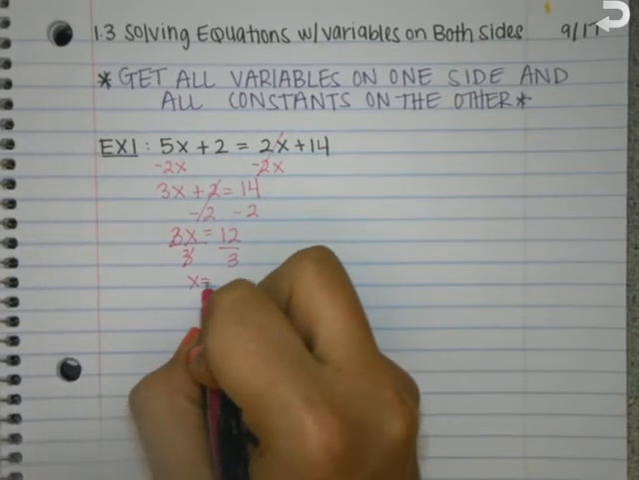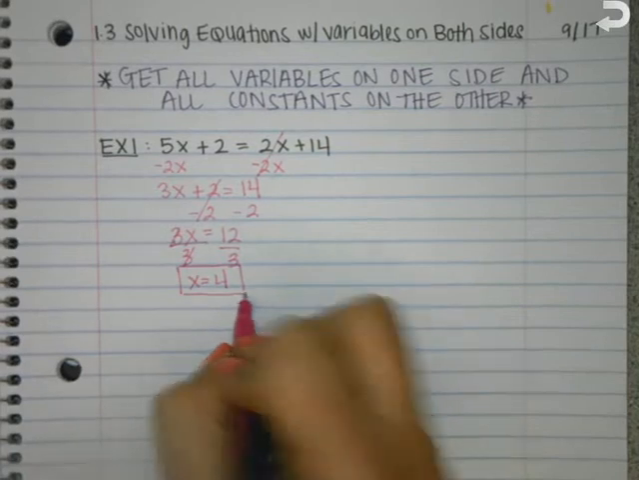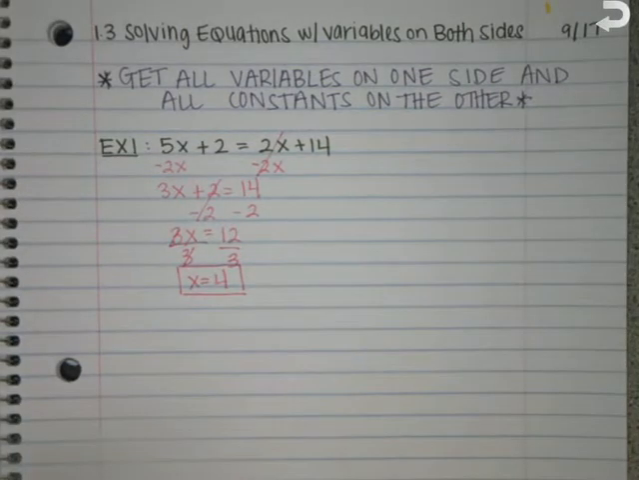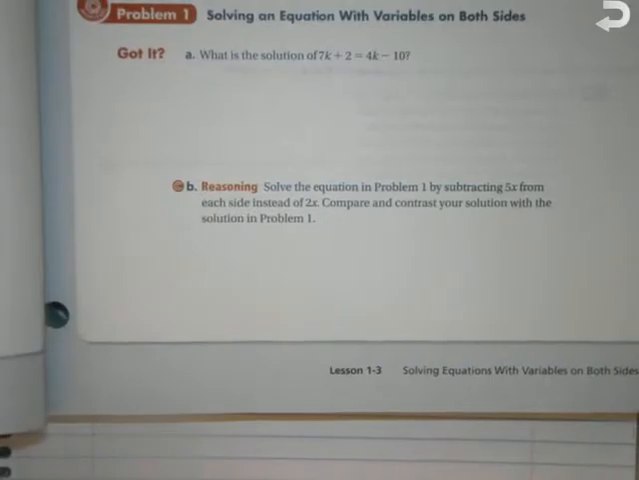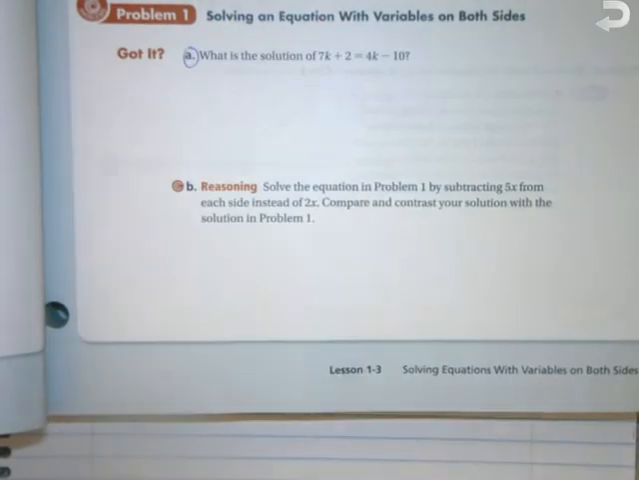Now, just as a warning, it could possibly come out as a fraction. So if your answer comes out as a fraction, it's okay. Just make sure it's reduced. Okay? So on page 21 in your book, for problem 1, just do part A for me. Please show all your work.